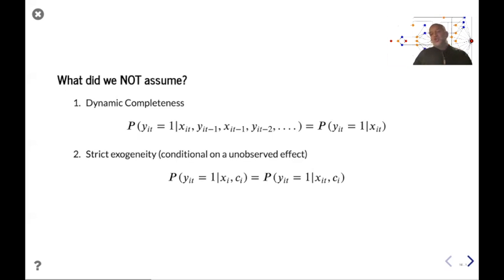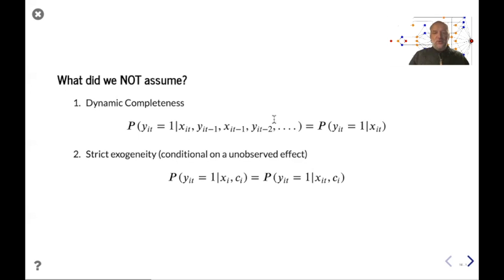Well, we're not assuming strict exogeneity conditional on the unobserved effect. There was no unobserved effect, so just forget about the unobserved effect for now. But we were not assuming strict exogeneity in the sense that it's sufficient only to condition on the explanatory variable x_it. So we did not specify how the dependence is across time. If you're not specifying it, you cannot make wrong assumptions.